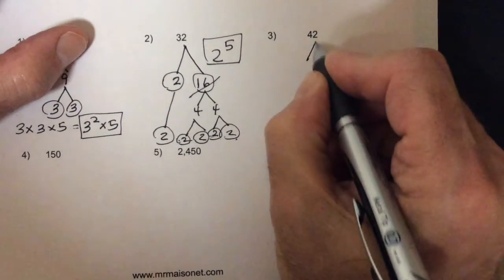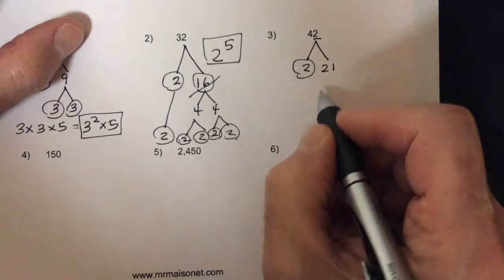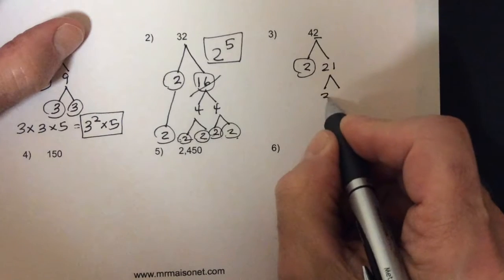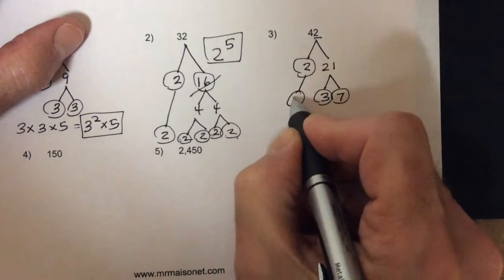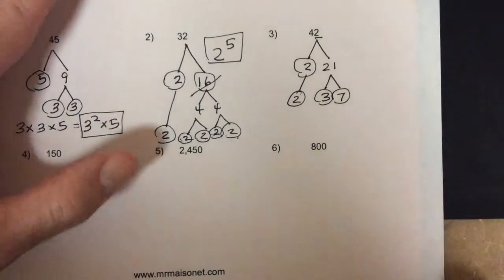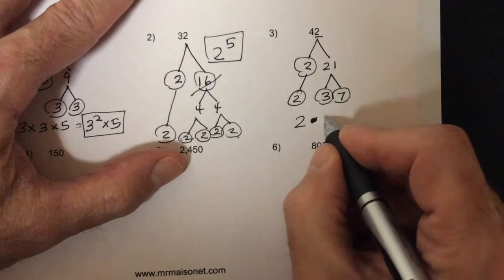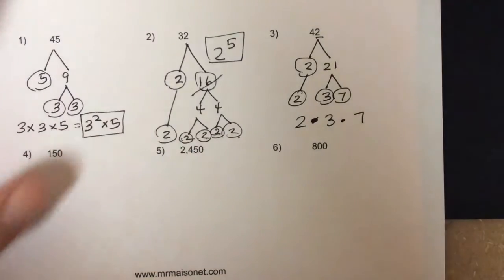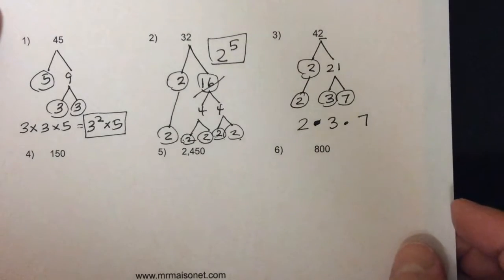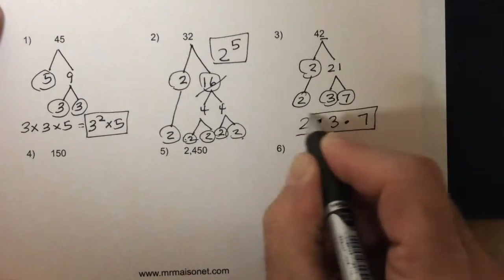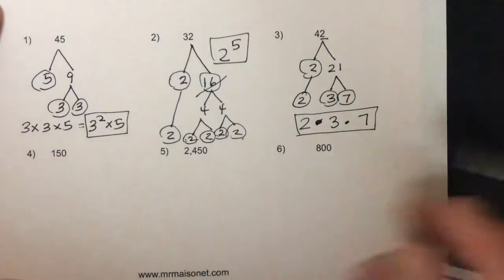Number 3, again, it's an even number, so I can use 2 times 21. 21 is composite. It factors to 3 times 7. On the example, they bring the prime numbers down. Maybe a good idea so you don't forget them. So this will be 2, I'll put a dot for times 3 times 7. There's more than one way to start the problem, but there's only one correct answer.